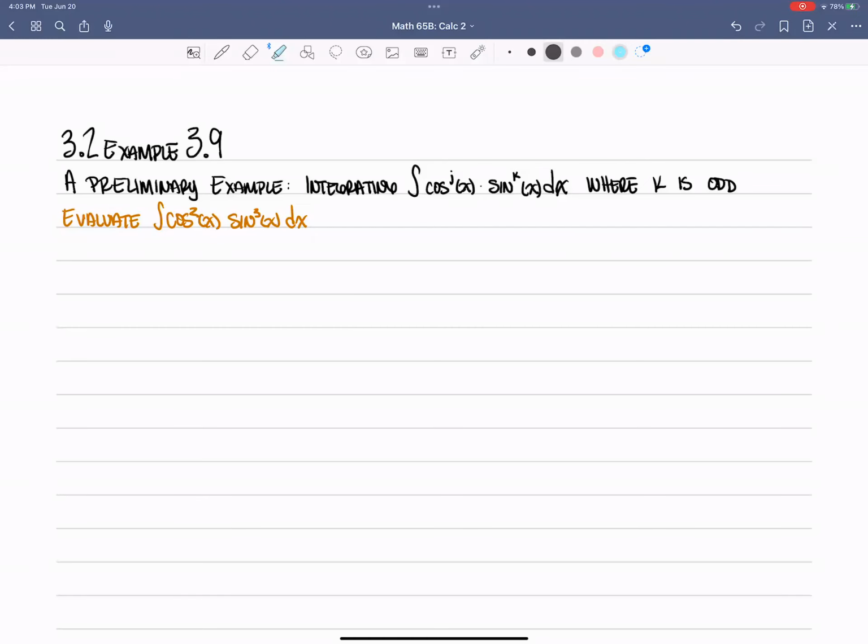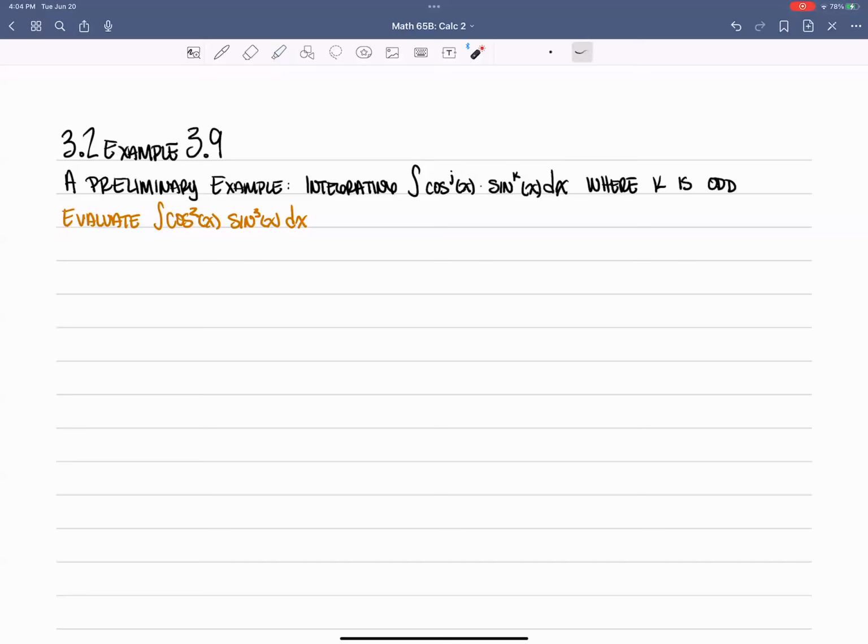Section 3.2, example 9. A preliminary example of integrating these kinds of problems where k is odd. So evaluate cosine squared, sine cubed. One thing we could do is turn the cosines into sines or the sines into cosines. Actually, we can't do sines into cosines because we have an odd number here.